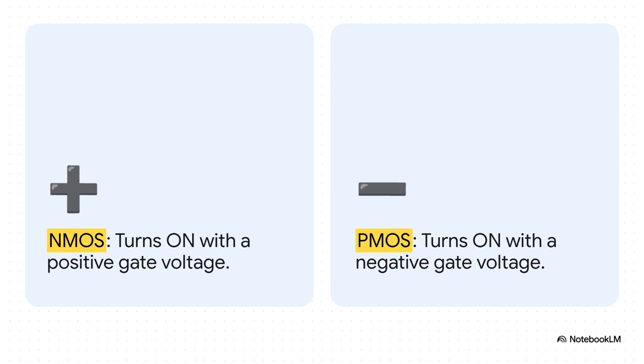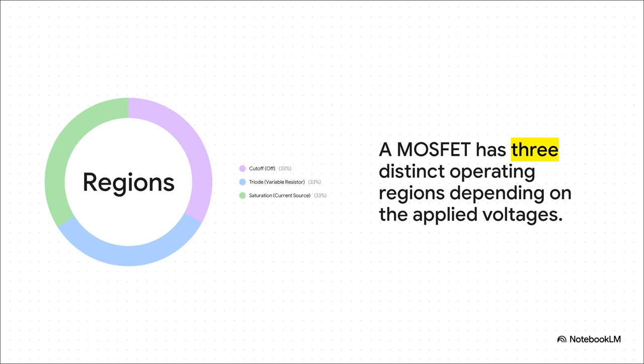This partnership is incredibly power efficient, and it's the real secret behind the amazing battery life in our phones and laptops. But here's where it gets even cooler. The MOSFET isn't just a simple on-off switch. Nope, depending on the voltage we apply, it can behave in 3 totally different ways. It can be a perfect off switch, it can act like a dimmer switch or a variable resistor, or it can become a steady source of current. And that is the key to amplification.